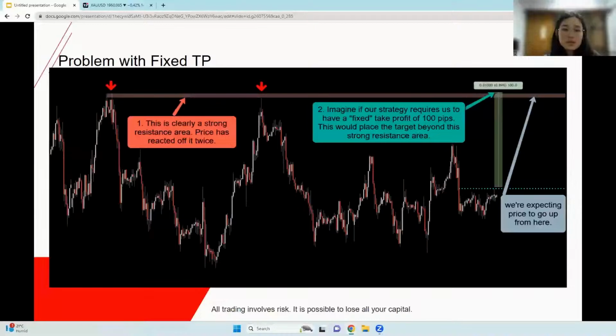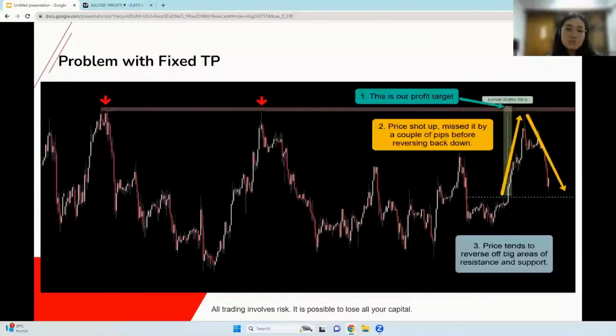Okay, so the problem with a fixed take profit or stop loss. Let's take a look at this example. The red area shows a strong resistance area since there have been 2 swing highs in line with this level. If our trading strategy requires us to have a fixed take profit of 100 pips, we will place the target beyond this strong resistance area. Let's see how this plays out. You can see price shot up, but it missed it by a few pips before reversing back down. The reason for this is because price tends to reverse off of big areas of resistance and support.